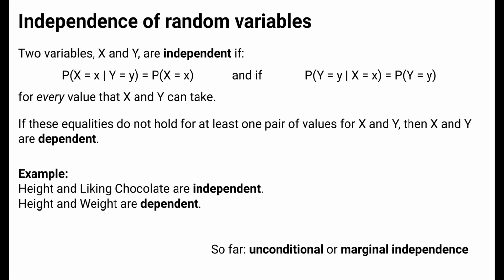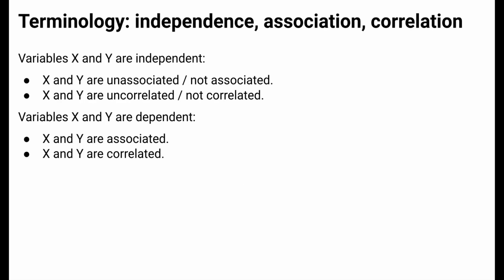So the independence of events and random variables that we've just talked about is known as unconditional or marginal independence, because we have not considered independence in the context of information on a third event or a third random variable. At this point, it's useful to clarify some terminology related to independence. When two random variables x and y are independent, we can equivalently say that they are unassociated or uncorrelated. When x and y are dependent, we can equivalently say that they are associated or correlated.